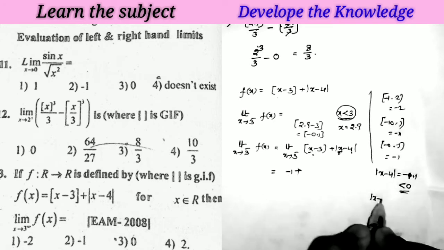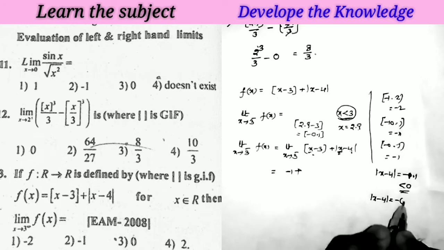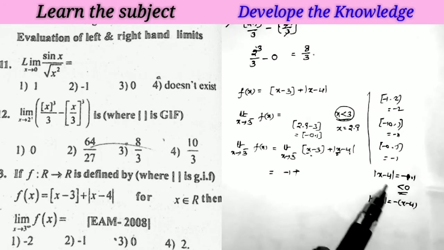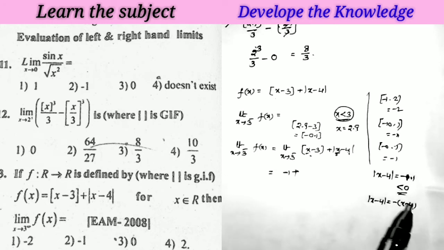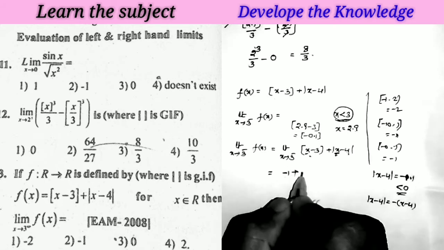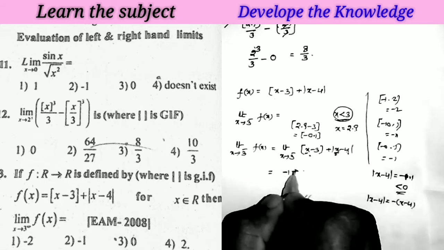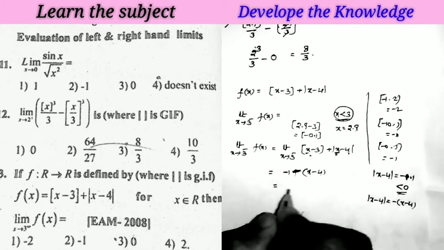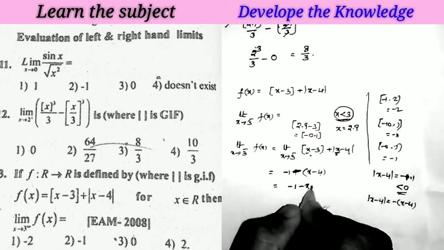So we take that the value of mod of x minus 4 is equal to minus of x minus 4. If it returned a positive value, then mod x minus 4 would be equal to plus x minus 4. But it returns a value less than 0, so mod x minus 4 is equal to minus of x minus 4. Now replacing that value here, this is equal to minus of x minus 4. That is minus 1 minus x plus 4.